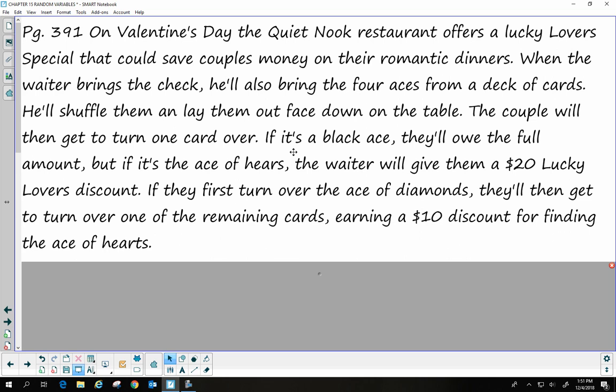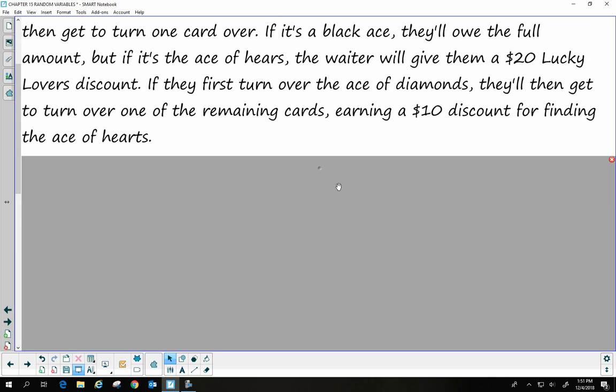So here we have a restaurant that's offering a special Valentine's Day deal. You pull the ace of hearts and you get a $20 discount. You pull a black ace and you get no discount. You pull the ace of diamonds and you get to pull one more time. And if you get the ace of hearts on the second turn, you get a $10 discount.